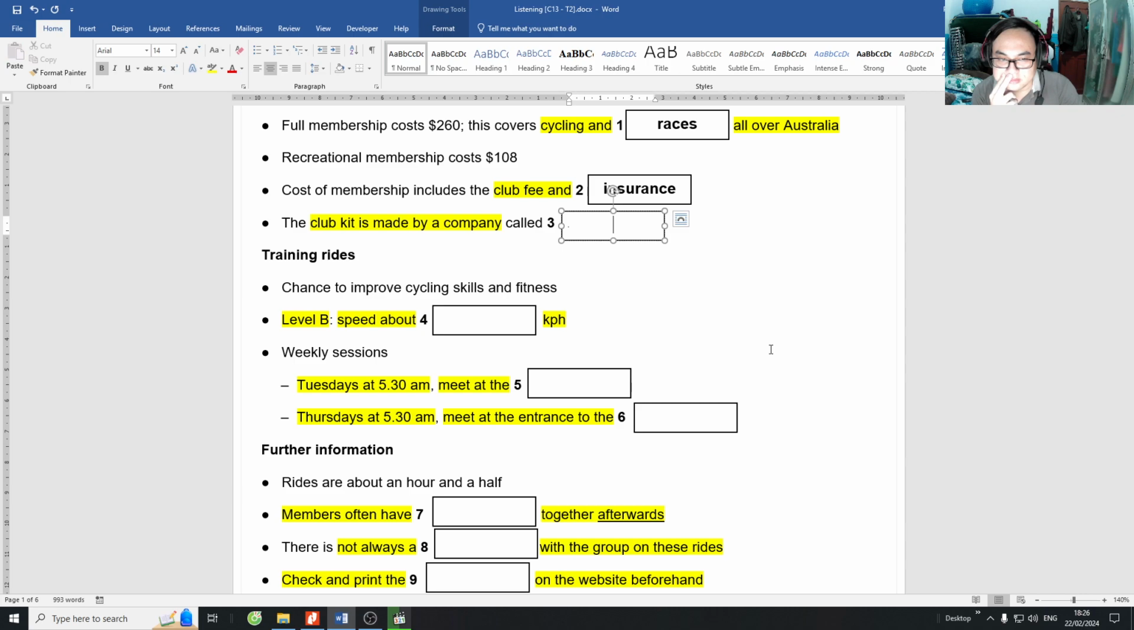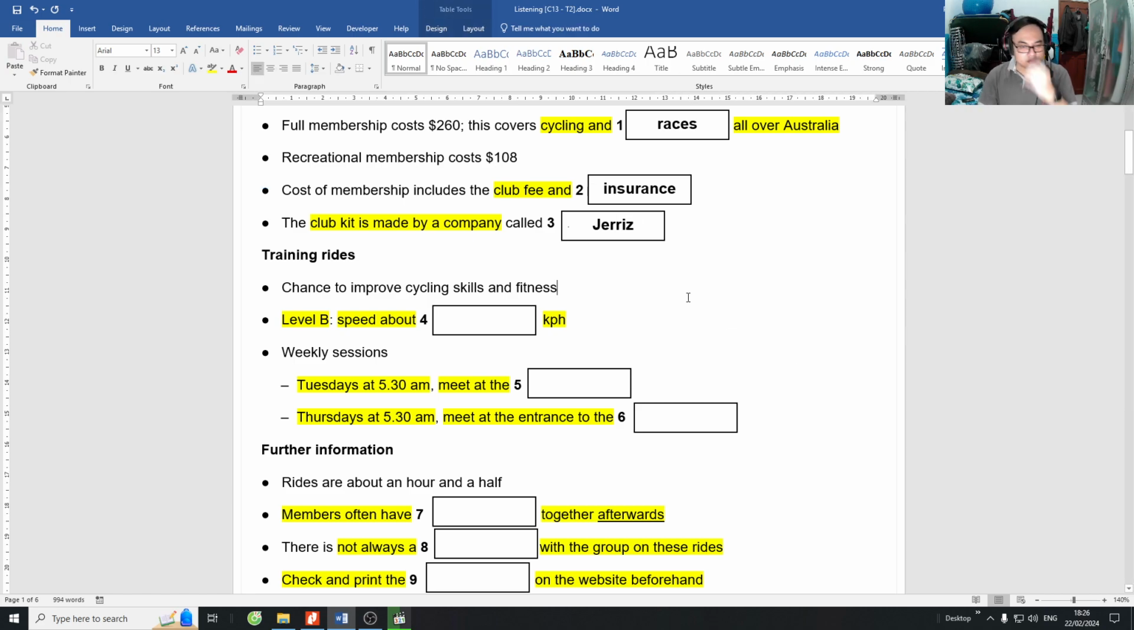No, it's made to order by a company in Brisbane. You can find them online. They're called Jerry's. That's J-E-R-R-I-Z. You can use your membership number to put in an order on their website. Okay. Now, can you tell me a bit about the rides I can do?